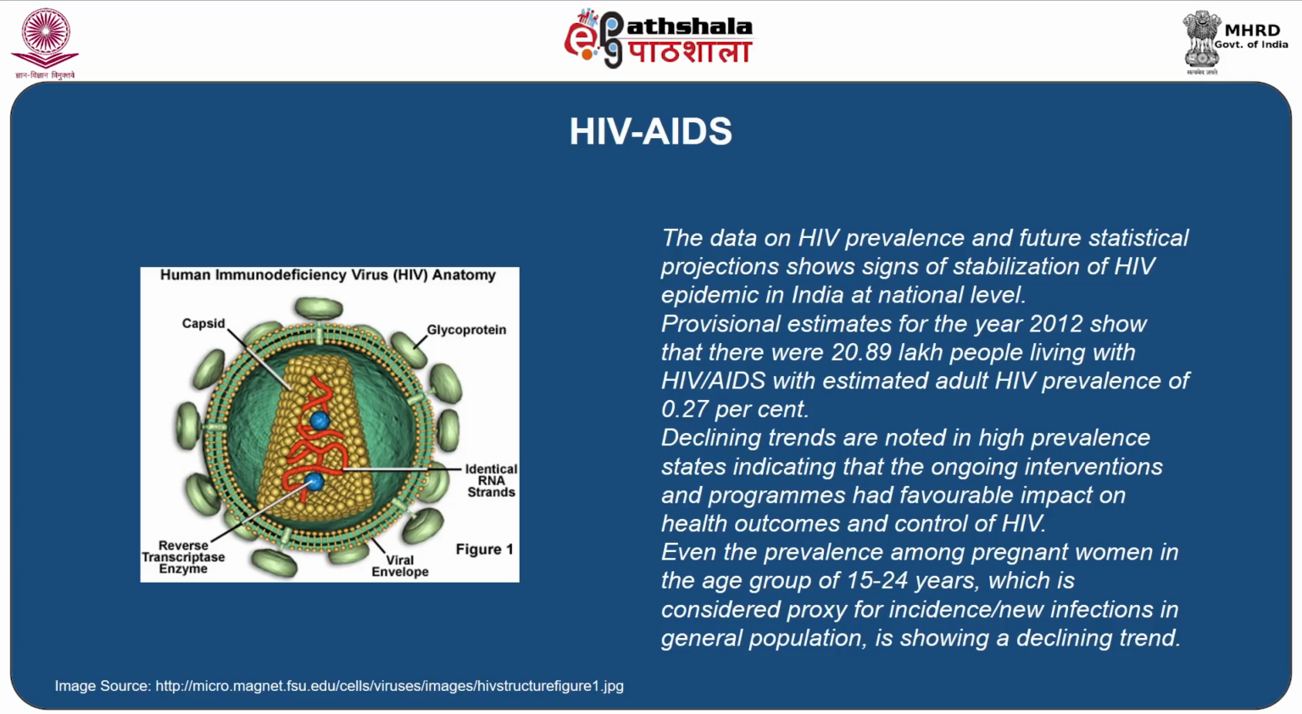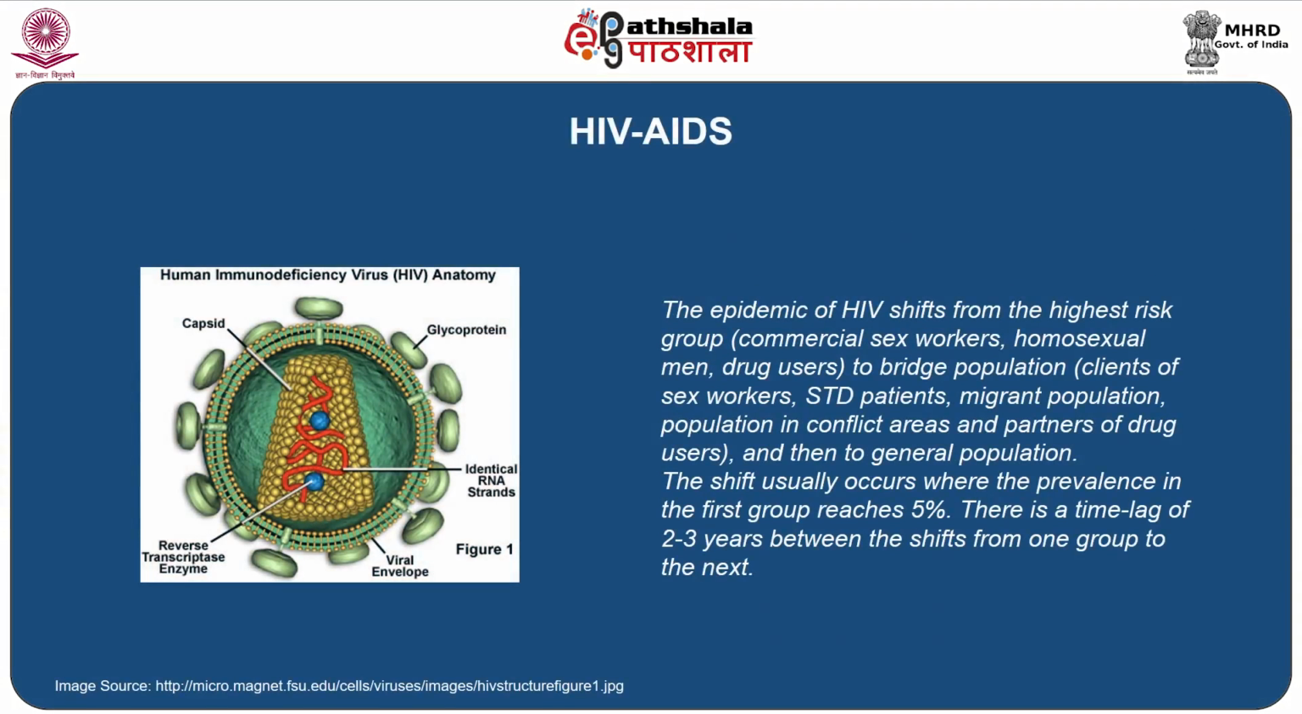Even the prevalence among pregnant women in the age group of 15 to 24, which is considered a proxy for incidence or new infections in the general population, is showing a declining trend. The epidemic of HIV shifts from the highest risk group, that is, the commercial sex workers, homosexual men, drug users, etc., to the bridge population, that is, the clients of sex workers, STD patients, migrant population, population in conflict areas, and partners of drug users, and then it shifts towards the general population. The shift usually occurs where the prevalence in the first group reaches 5%. There is a time lag of 2 to 3 years between the shift from one group to the next.